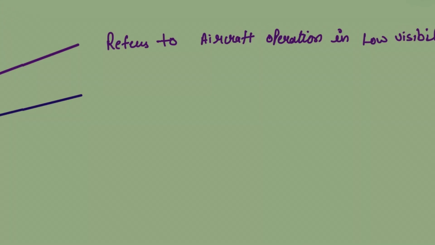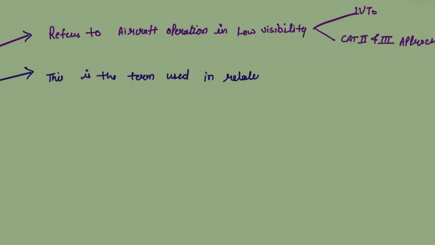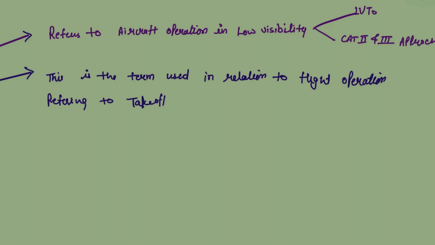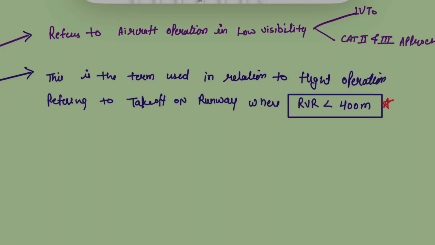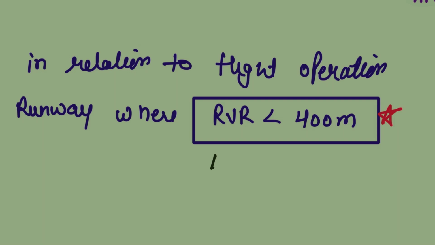Second question, what is LVTO? What do you mean by low visibility takeoff? By the definition, this is the term used in relation to flight operations referring to takeoff on a runway where RVR is less than 400 meters. Is it clear? Less than 400 meters. So it means if RVR is more than 400 meters, then you can do a normal takeoff. Then there is no need to fulfill all the requirements of low visibility operations which I have mentioned, right?